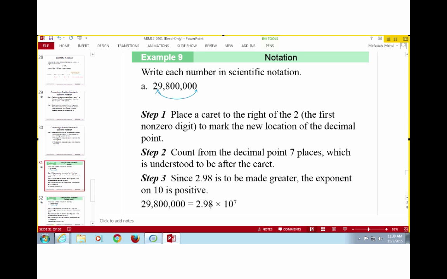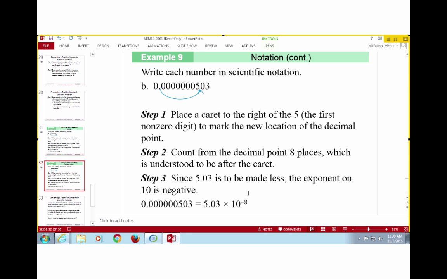This number becomes 2.98 times 10 to the power of, let's see how many times you move the decimal: 1, 2, 3, 4, 5, 6, 7. So that's why we have 10 to the power of 7. It would be positive 7 because, again, this number originally is larger than 1. So this must be plus 7.